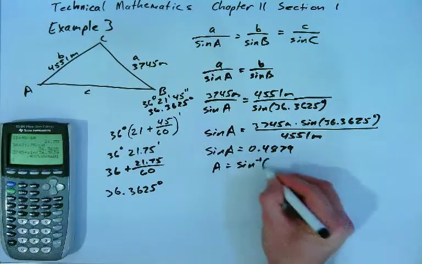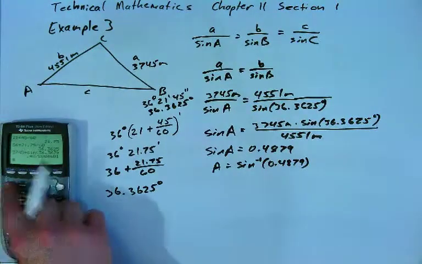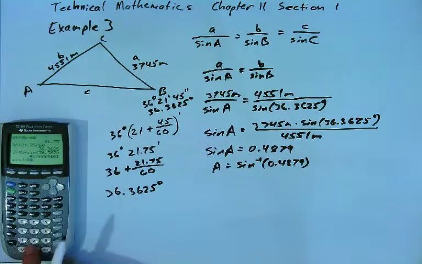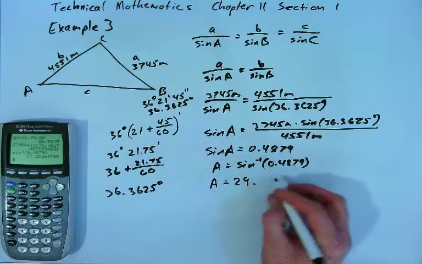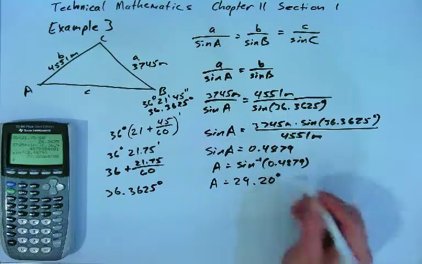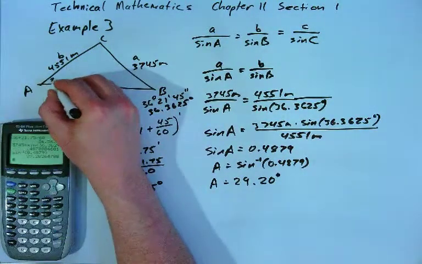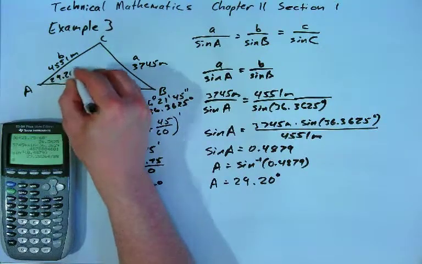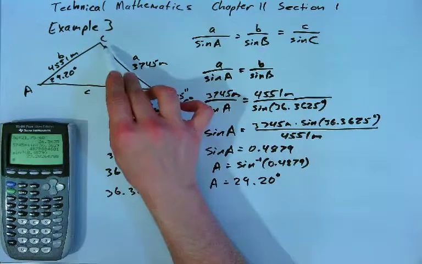Now we'll take the inverse sine of both sides. A will be the inverse sine of 0.4879. Type that into our calculator. Inverse sine of 0.4879 is 29.20 degrees. Angle A must be 29.20 degrees. Now that we know angles A and angle B, we can find angle C.